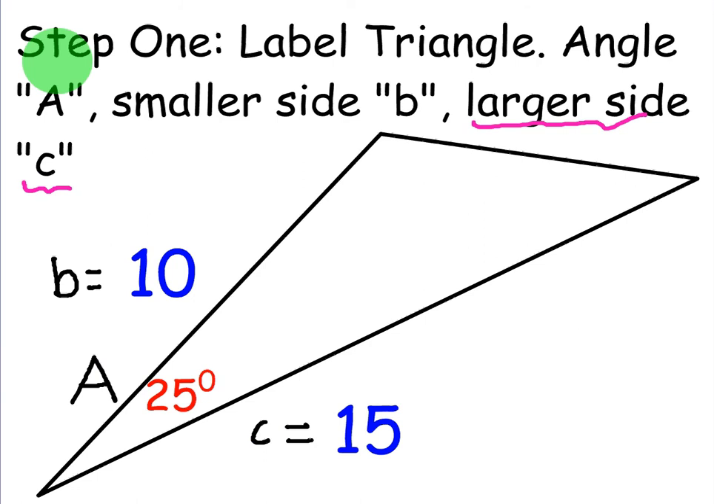So here we go. Step 1, label the triangle. We're going to label the angle that we're given big A. We're going to label the other two, the smaller side, little b. So make sure you label the smaller side, 10, little b, and the larger side, little c. You're going to see why in just a second. So the angle we're given, big A, the smaller side, little b, the bigger side, little c.